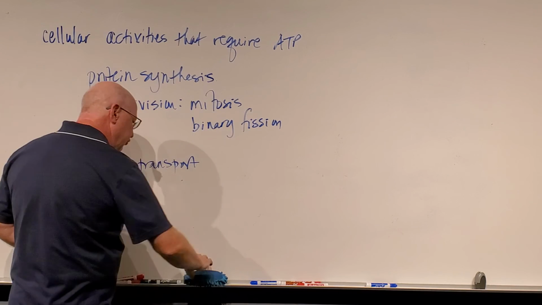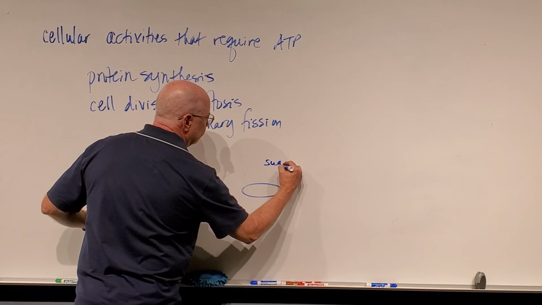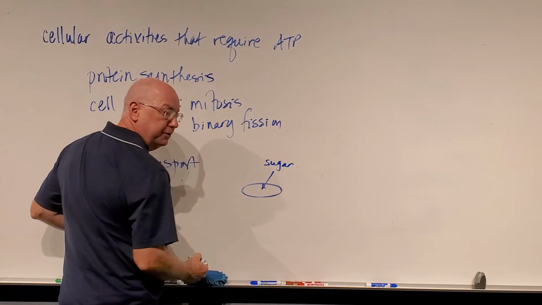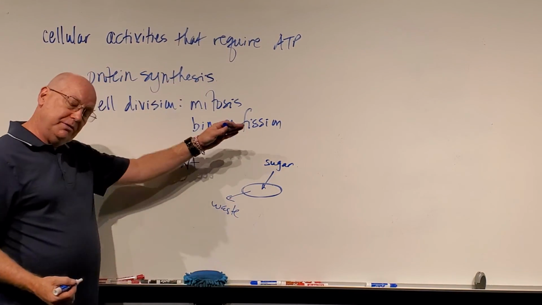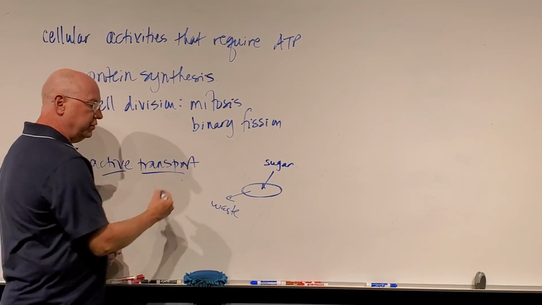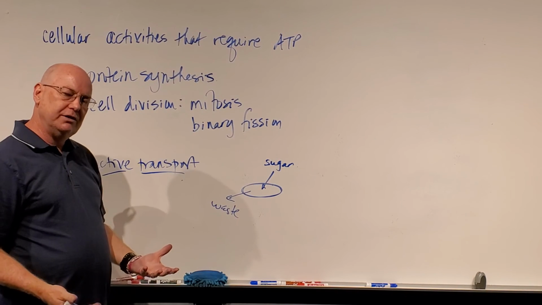But in active transport, one of the things that we know is that these bacteria sometimes have to get sugar into the cell. And sometimes they have to get waste out of the cell. And some of these substances are moved by active transport. So moving things into and out of a cell requires energy.